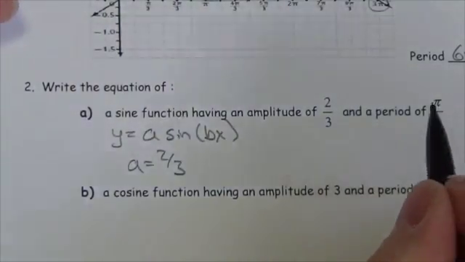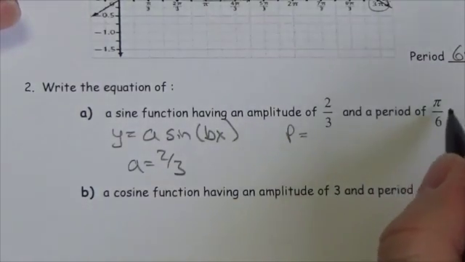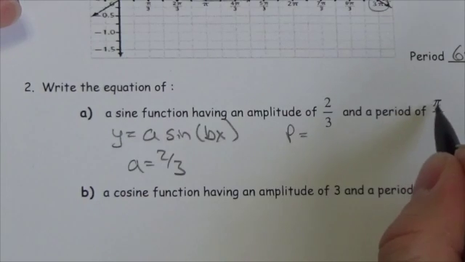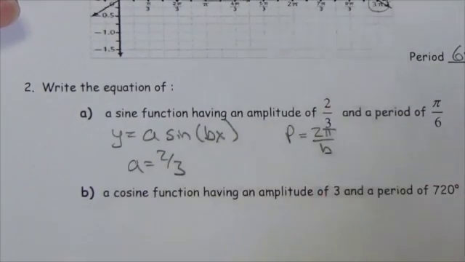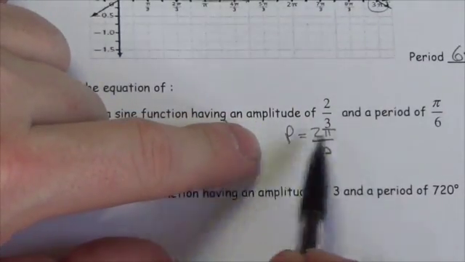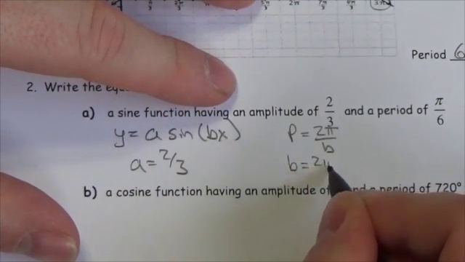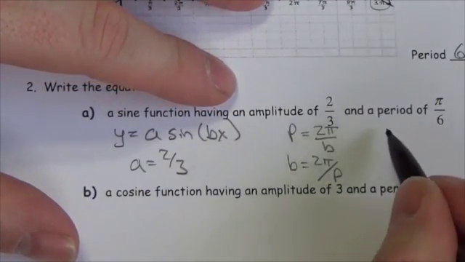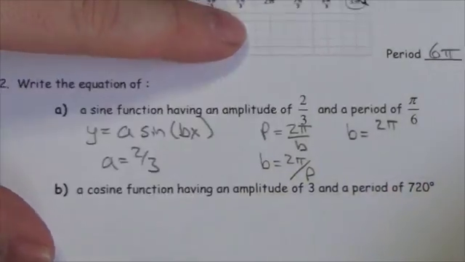My period, though, is pi over 6. Okay, now we know that period, and bear in mind that if my period is pi over 6, I'm in radians. So that period is 2 pi over the value of b. Now, I can multiply this through by b and then divide by p to get b is equal to 2 pi over p. Okay, and so now I can plug stuff in here.